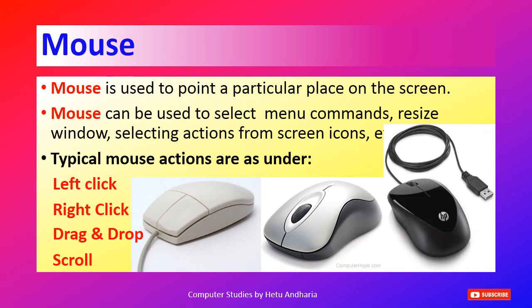Now mouse is used to point a particular place on the screen. We can point out something with the help of a mouse. Mouse can be used to select menu commands, resize a window, selecting actions from screen icons, etc. These are the limited uses given by the textbook. Actually, mouse is the main thing for doing all the operations. Now the typical actions of a mouse are as under: left click, right click, drag and drop and scroll.